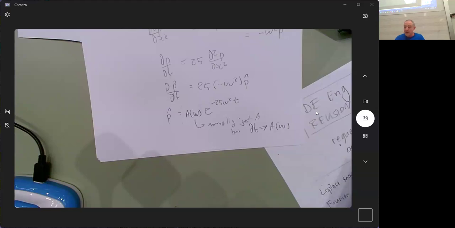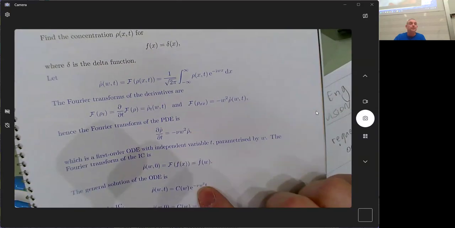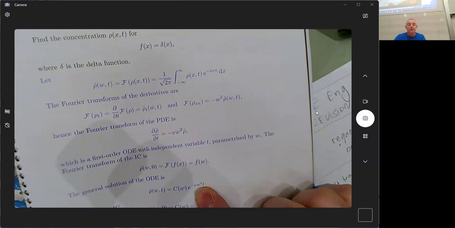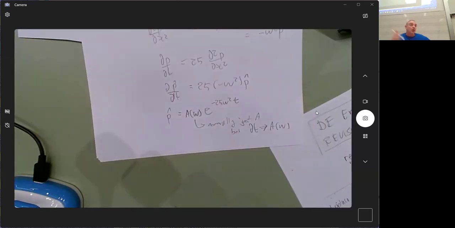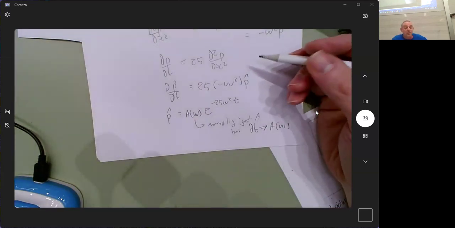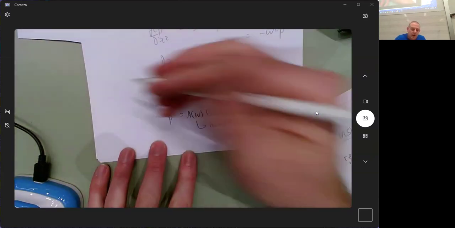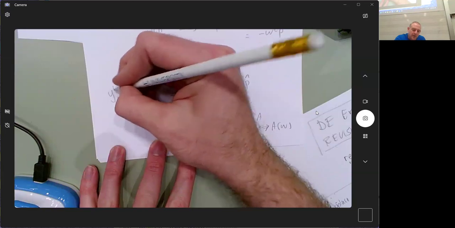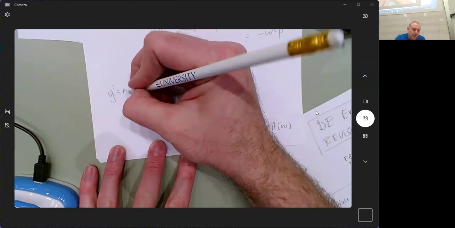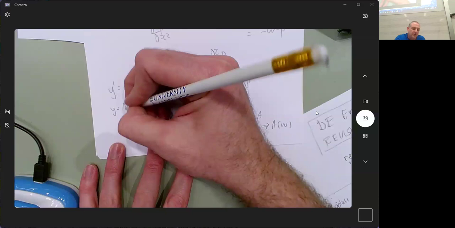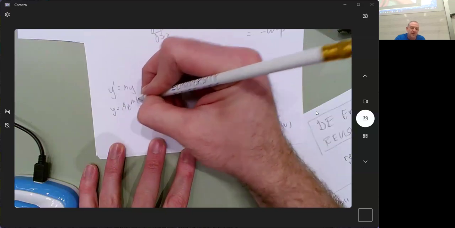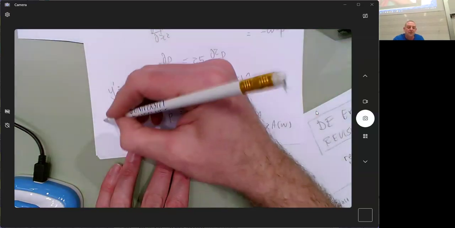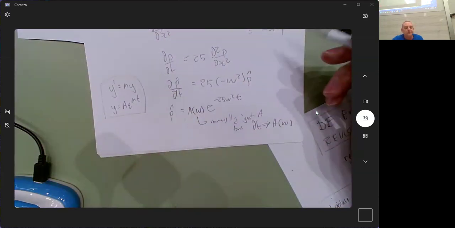In the course, they literally just went from here to here, and that's because they're expecting you to just know how to do a differential equation that works like that. So I'm just going to write on the side here, if I had y dashed equals a number times y, then that would mean that y is e to the mt, something like that. That's the rule I'm using just here.